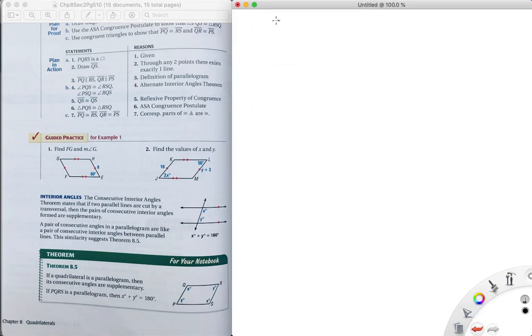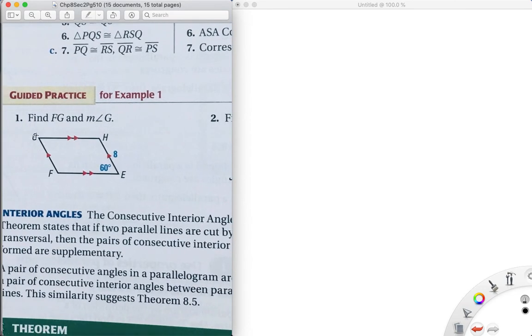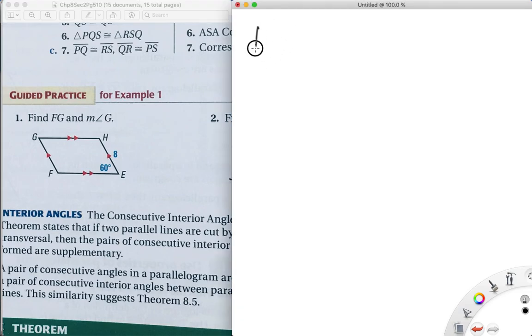Here they got example number 1. They got quadrilateral EFGH. They want to know the measure of FG. So HE is equal to 8. FG is opposite of HE, so they're congruent by theorem 8.3 or 8.2. So GH or GF or FG is equal to 8. Angle G is opposite of angle E, so angle G is equal to 60 degrees.